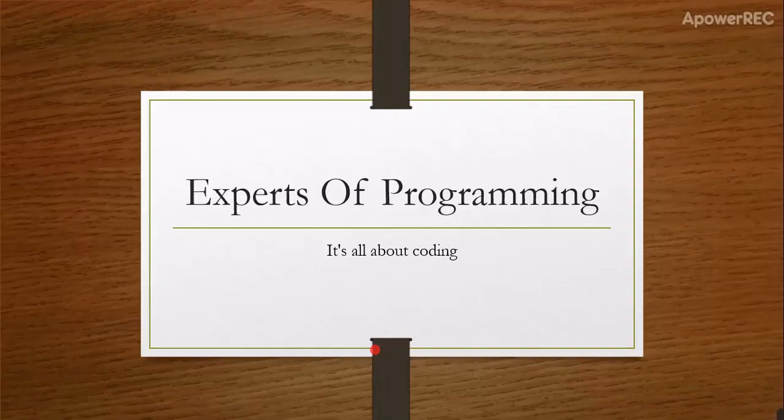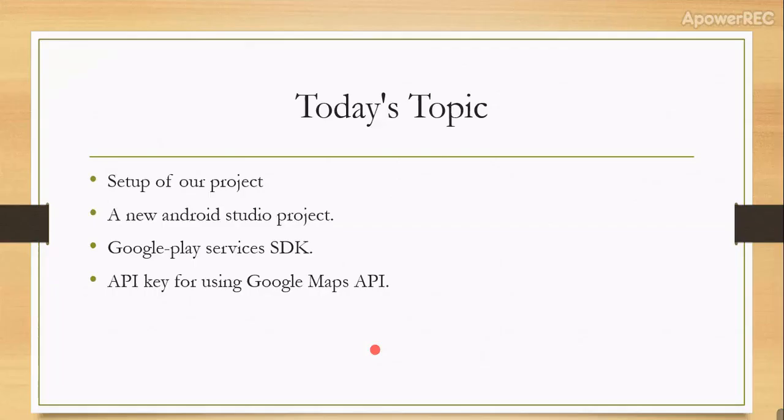So friends, you must know that Android Studio is the recommended development environment for building applications with the Maps SDK for Android. So that's why we are going to use Android Studio for this purpose. First of all we are going to make a new Android Studio project. To develop an application using Google Play Services API, you need to set up your project with the Google Play Services SDK. So we will make sure that we have a Google Play Services SDK installed in our project. And then we will see how we can get an API key so that we can use Google Maps API in our project.